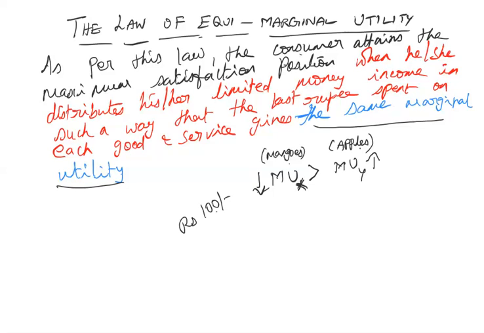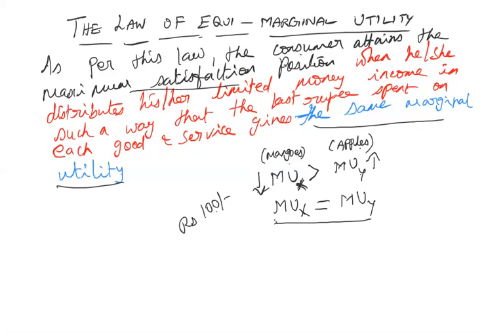So if he keeps on consuming commodity X, this marginal utility will decrease and Y's marginal utility will keep on increasing. So at one point of time, marginal utility of commodity X will be equal to marginal utility of commodity Y. Now when the consumer reaches this position, then he is in that maximum satisfaction position.